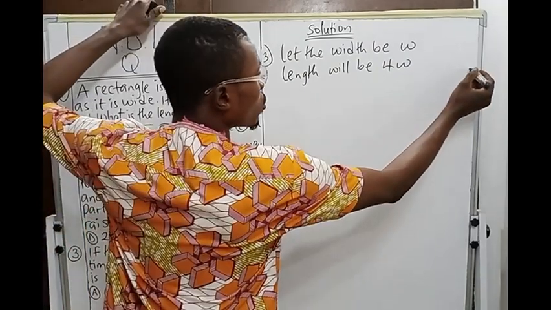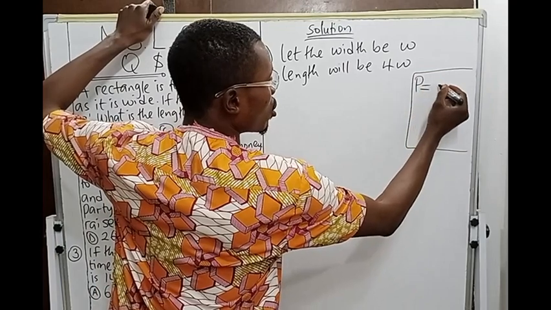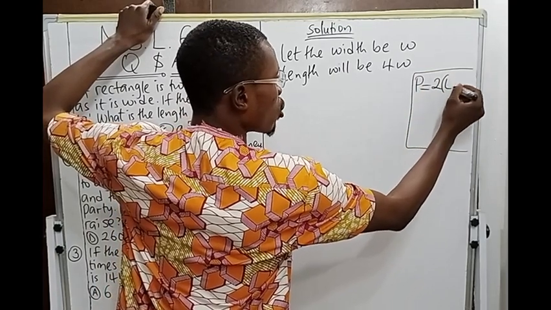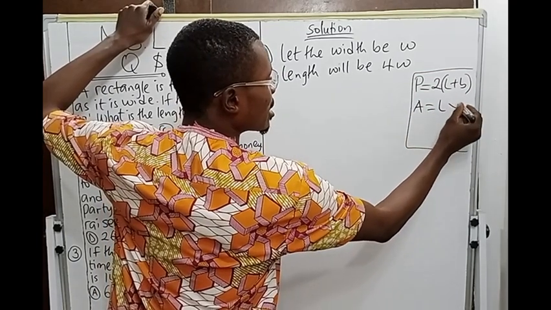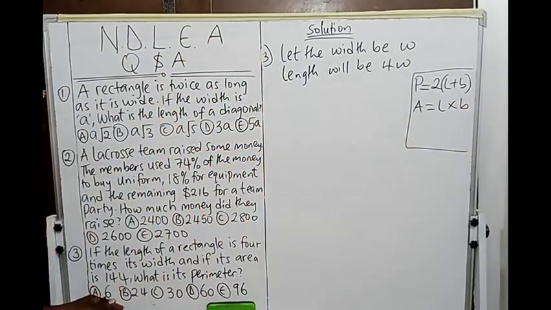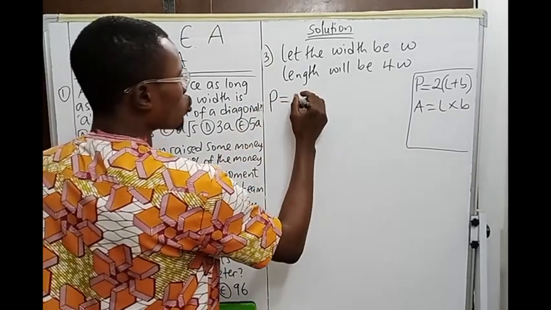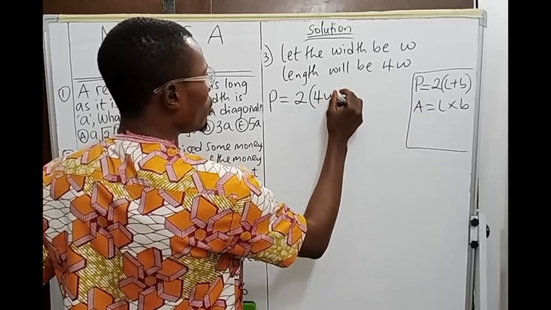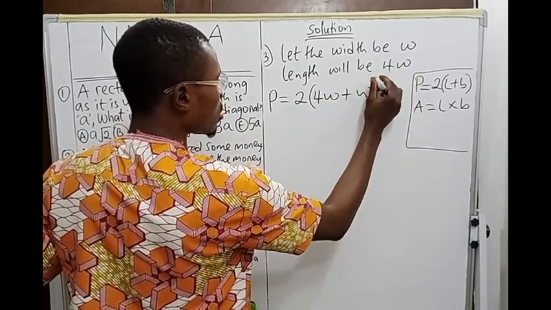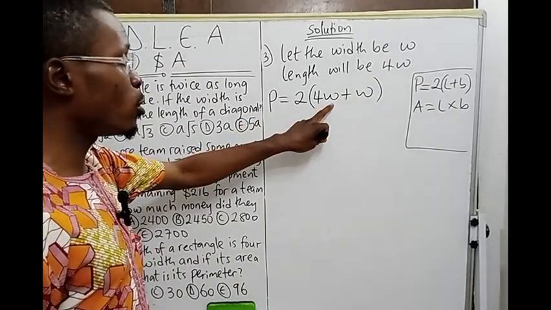Okay? Now we need to recall some formulas of a rectangle. Perimeter of a rectangle, P equals what? 2 bracket the sum of the length and the breadth. And the area is given by what? Length times breadth. Now the question asks us to get the perimeter. So the perimeter P will be equal to 2 bracket 4W plus the breadth W, which is the same as the width, right? Now we cannot get the perimeter unless we know what W is.